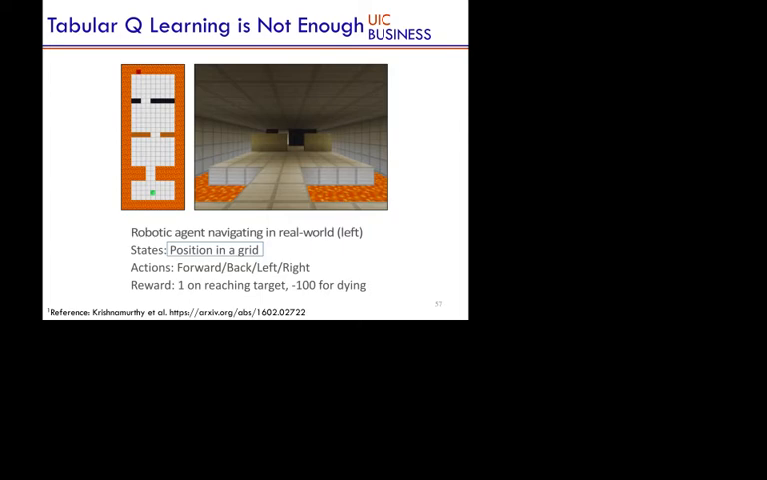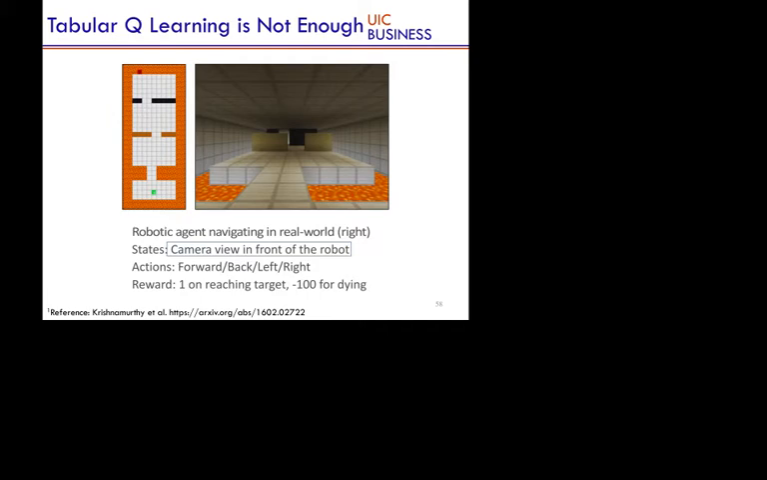Okay, toy environment. But a slightly more complicated environment would be one where your states are camera views in front of the robot or an agent, right? Then how many states would there be?